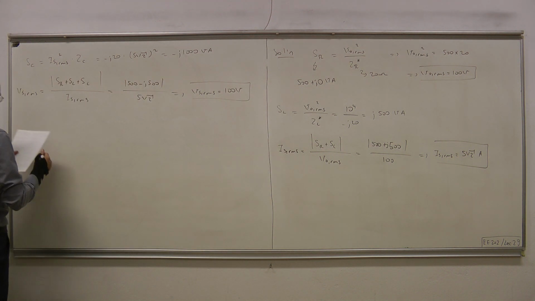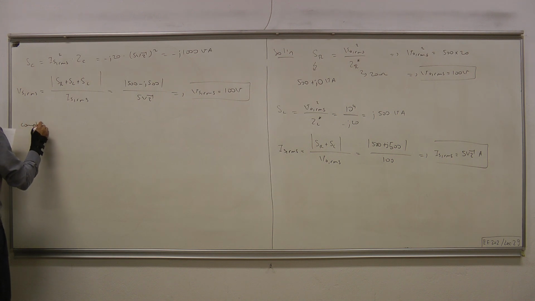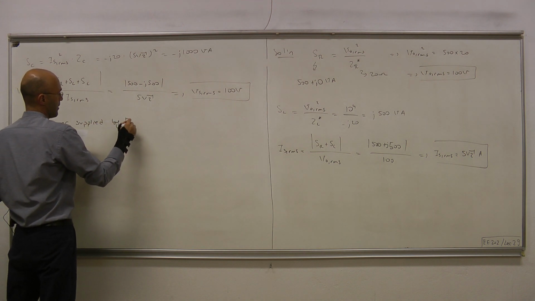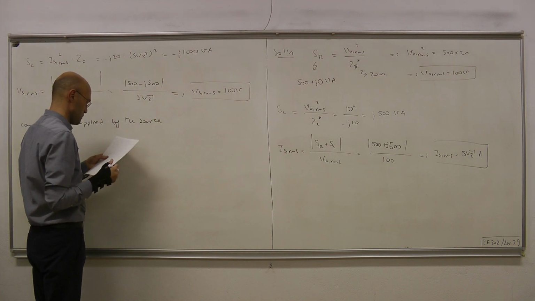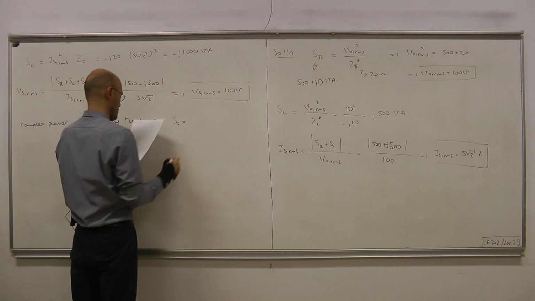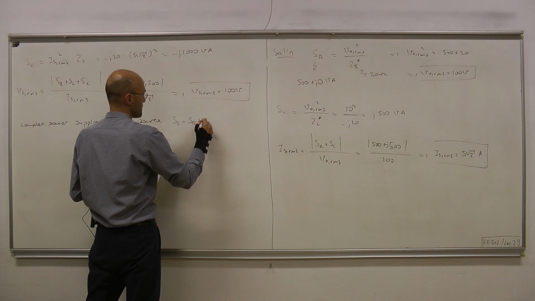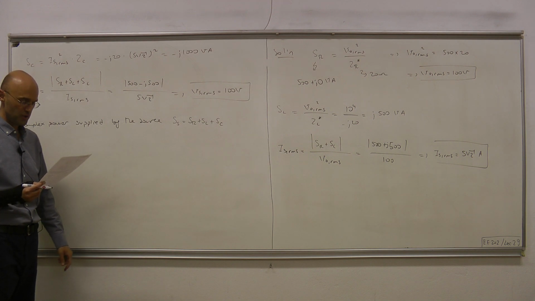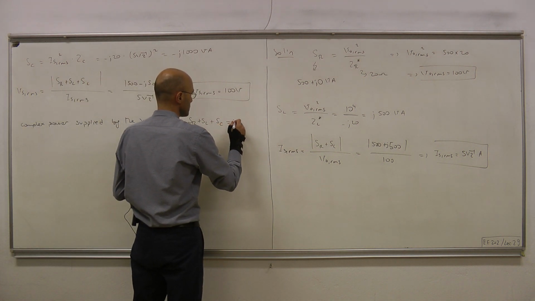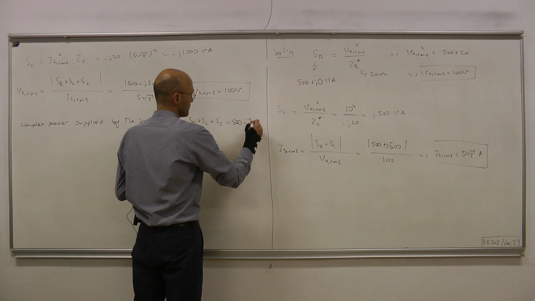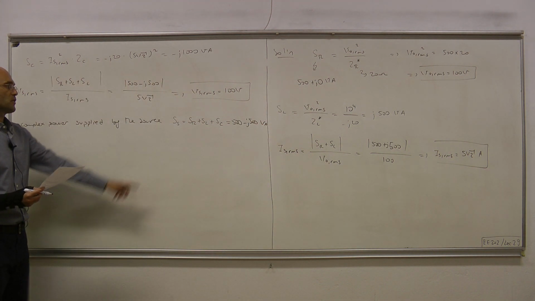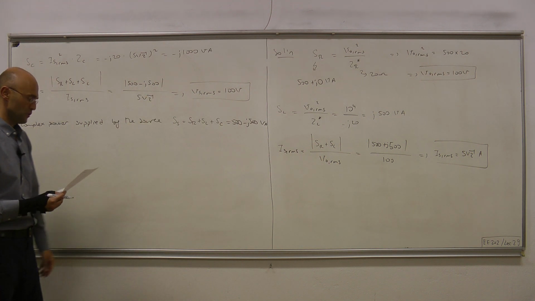Okay, and finally, the complex power supplied by the source, SS, let's call it, equals SR plus SL plus SC, which is here 500 minus J500 volt amps. So that's the complex power supplied by the source.